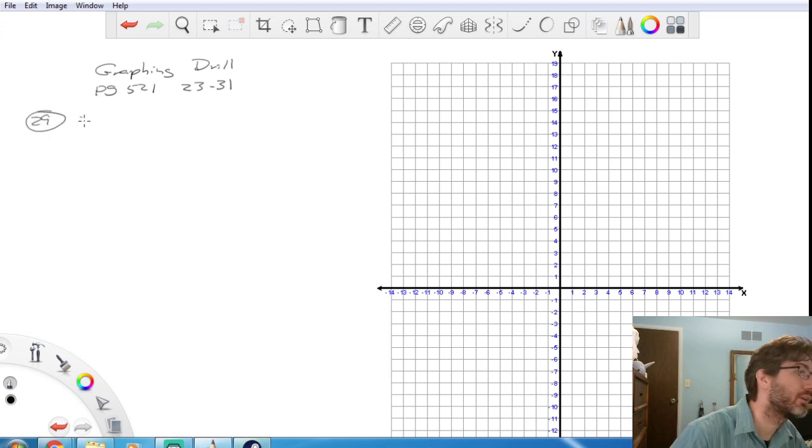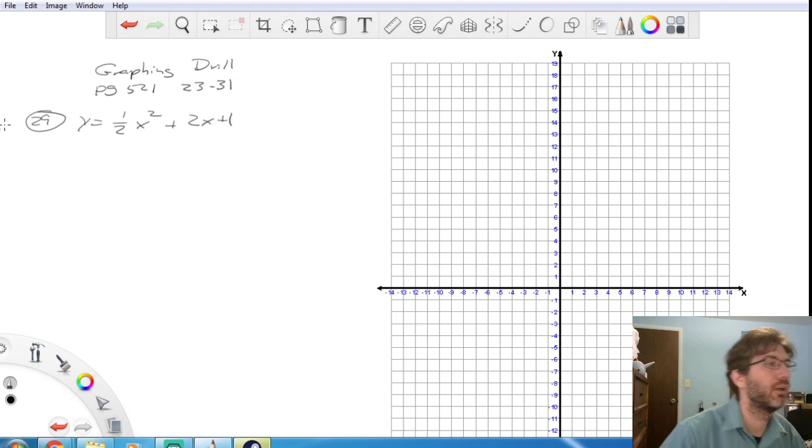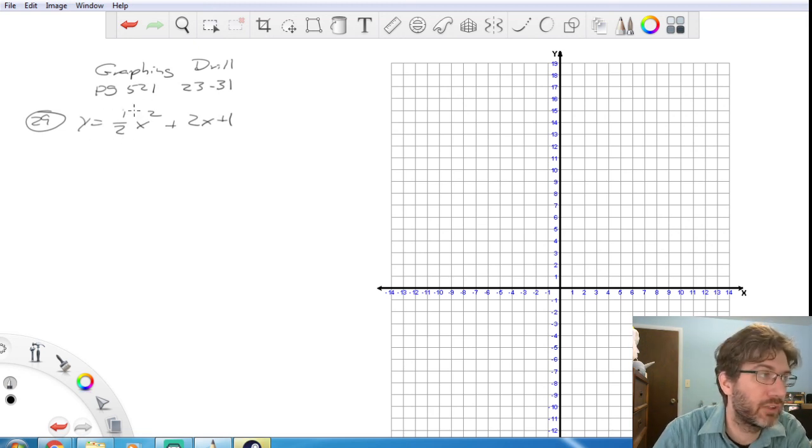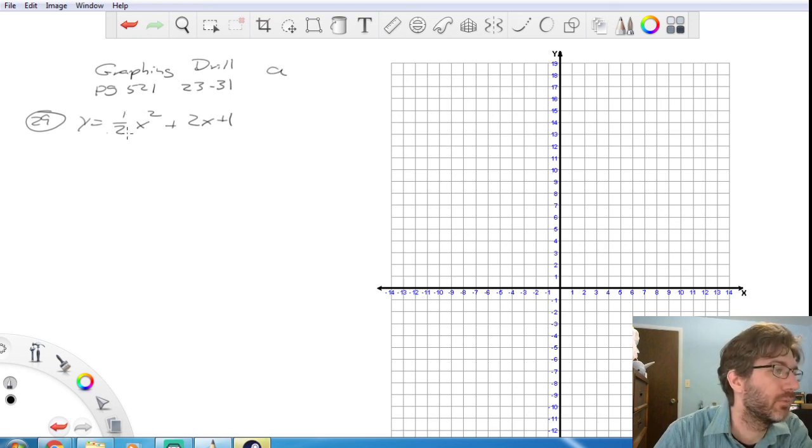Let's say 29. Y equals, see if the graph is going to work for this, 1/4 x squared plus 2x plus 1. With the fraction here, this should be fairly flatter compared to the other ones we've been doing, because a is less than 1, but still positive, not 0, and less than 1. So a equals 1/2 here, so we should be looking at a positive parabola, but it should be fairly wide. Just keep that in mind. B equals 2 and C equals 1.